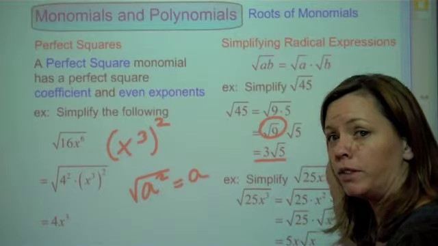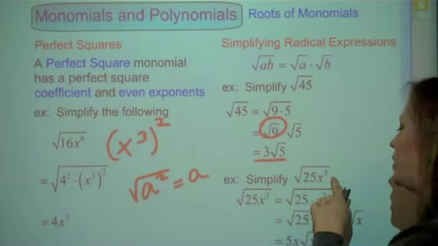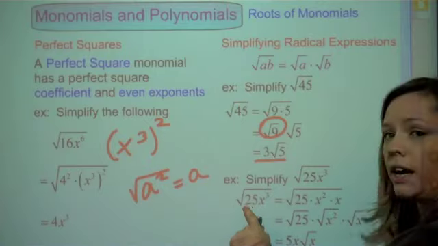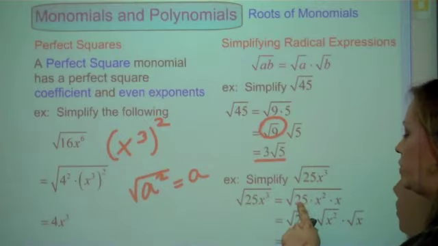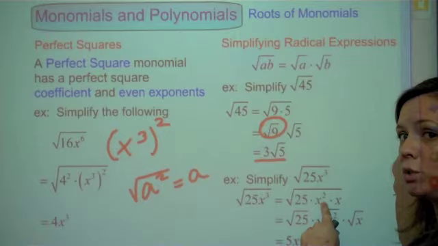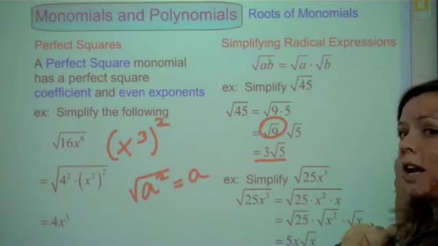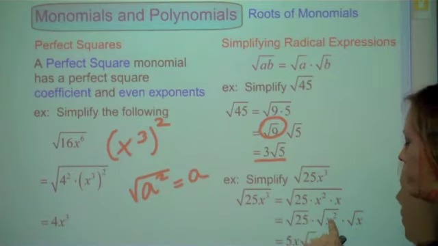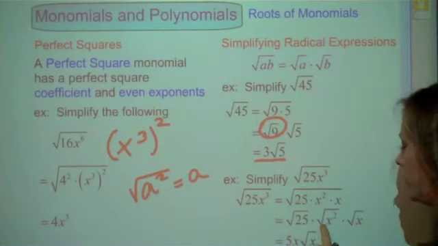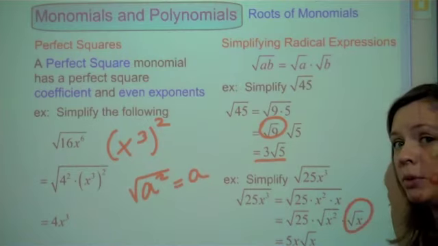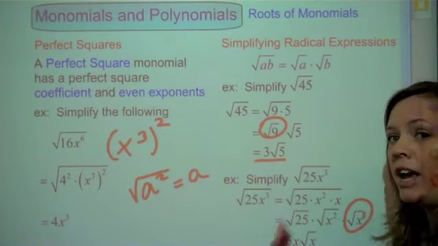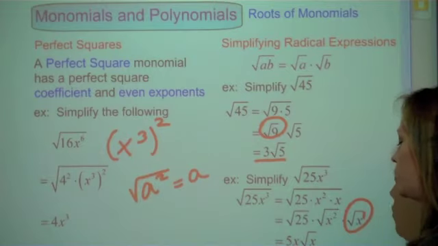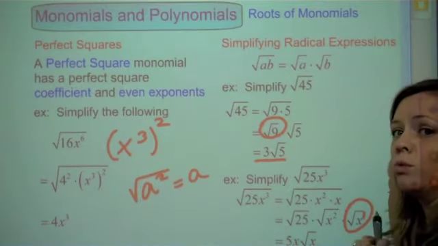Here's another example with some variables and numbers. What if we had the square root of 25x to the 3rd? Well, again, I'm going to separate that into the square root of 25 times x squared, because that's a perfect square, times x. So expanding that into 3 separate roots, root 25 times root x squared times root x. Well, the square root of 25 is 5. The square root of x squared is x. And then this guy has an odd exponent, so we really can't simplify him any further, and he doesn't have any more perfect square factors. So my final answer for this one would be 5x root x.